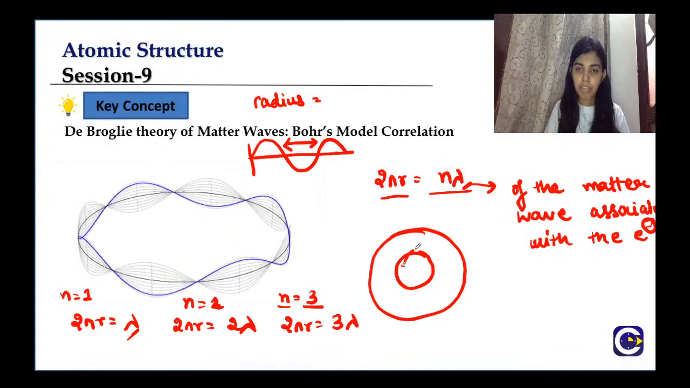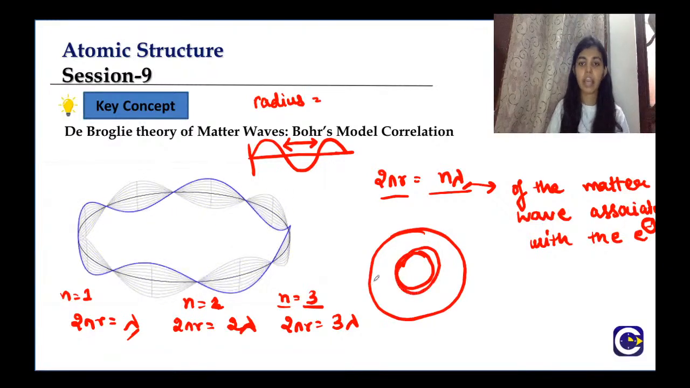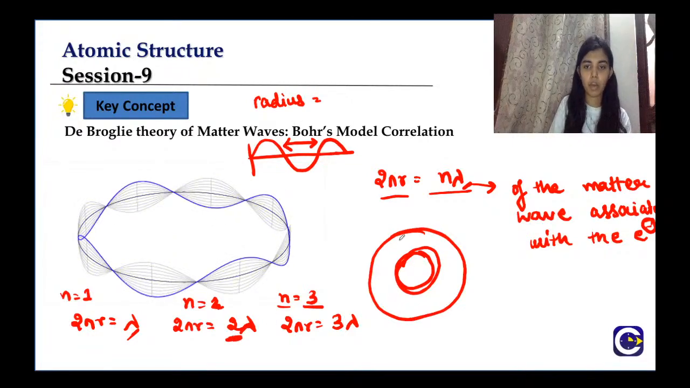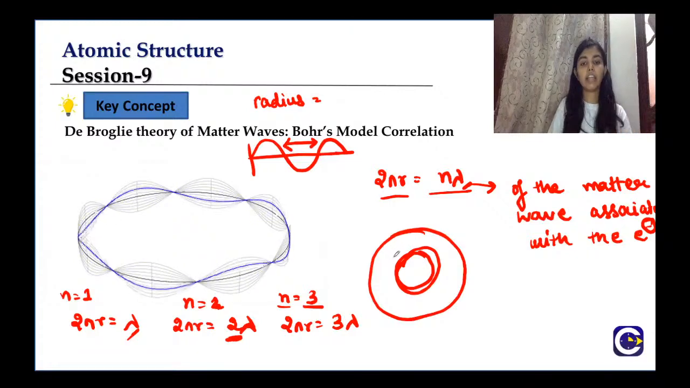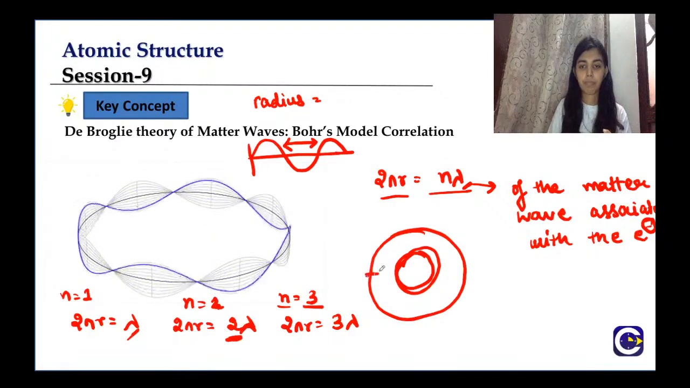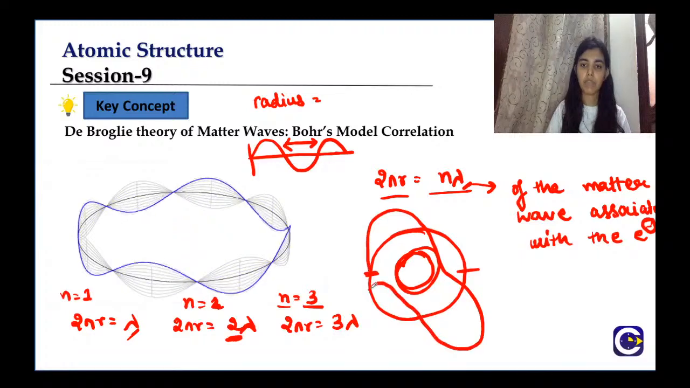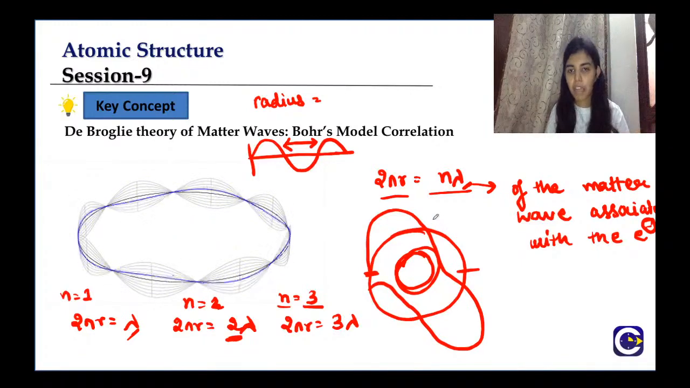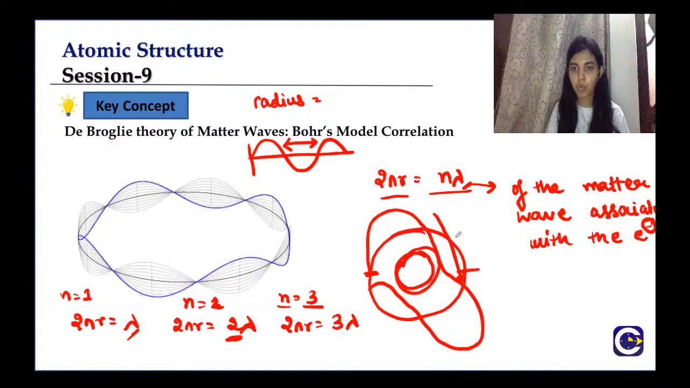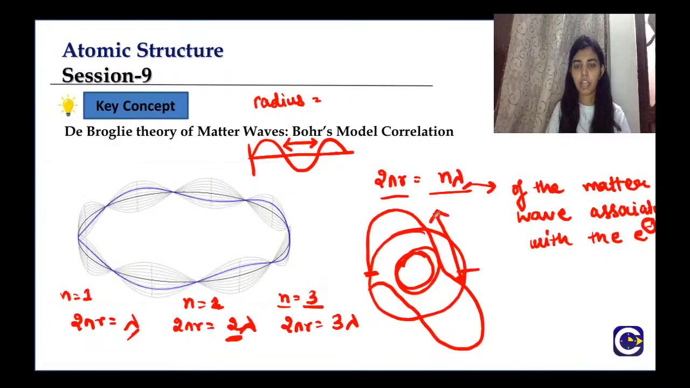So the matter wave associated with it will be somewhat like this, right? For n equals 2, there are 2 lambdas in the whole orbit. That means there are 2 wavelengths, that is 2 crests and 2 troughs. So how can you deal with that? One crest, one valley, one crest, one valley, somewhat like this, right? Can you see that it is made up of two crests?